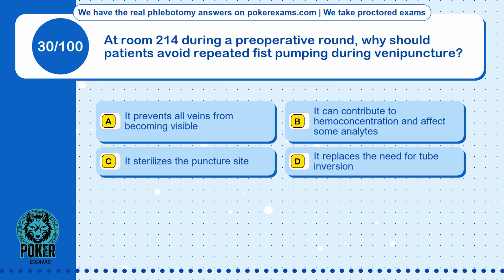Question 30. At room 214 during a preoperative round, why should patients avoid repeated fist pumping during venipuncture? Option A. It prevents all veins from becoming visible. Option B. It can contribute to hemoconcentration and affect some analytes. Option C. It sterilizes the puncture site. Option D. It replaces the need for tube inversion.